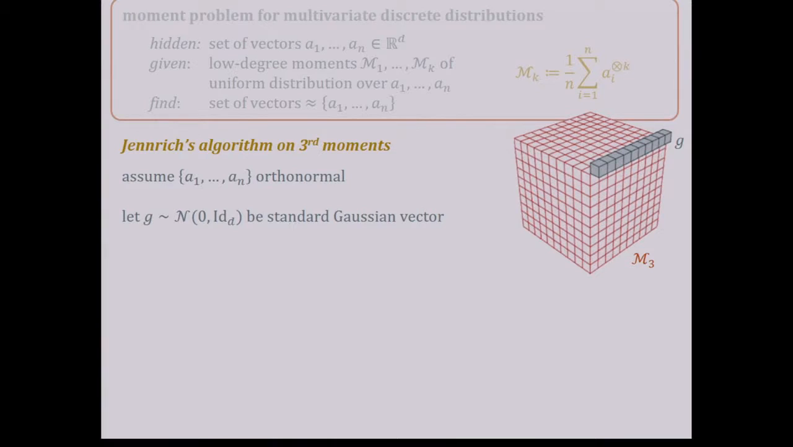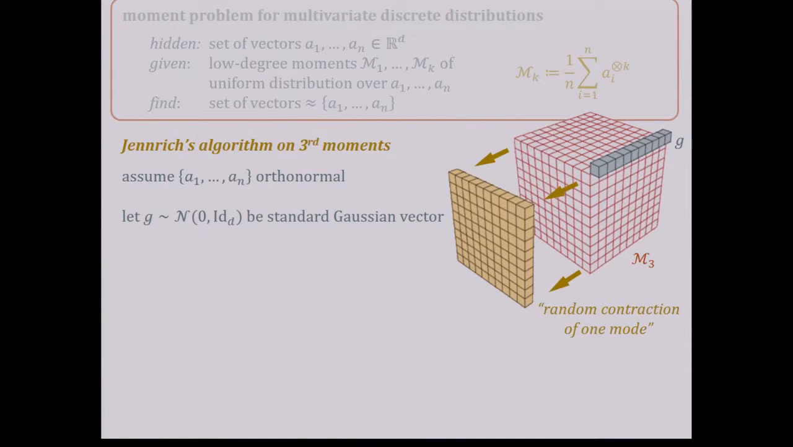Okay, so now what can we do? Well, we look at the third moment. This is like a 3-dimensional array of numbers. Now what we'll do is choose a standard Gaussian g in dimension d, and we align this Gaussian with our 3-dimensional array of data, and use it to take a linear combination of the slices, as suggested in this diagram. This results in a 2-dimensional array. This is a matrix, and the algorithm will just look at the eigenvectors of that matrix.